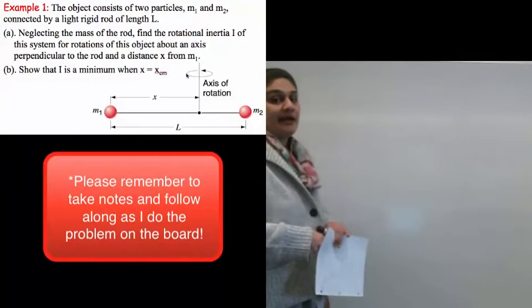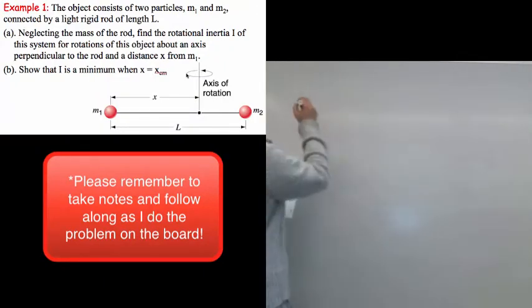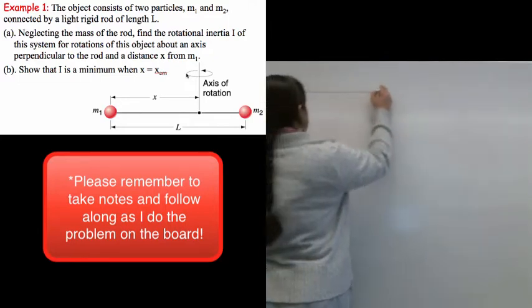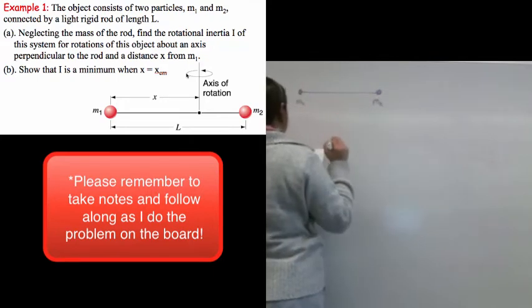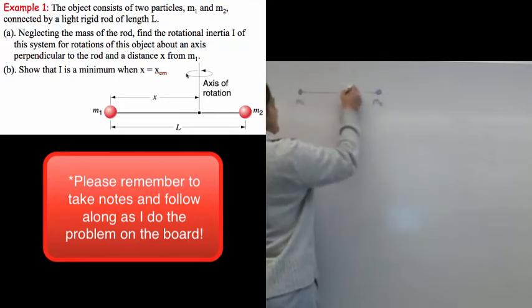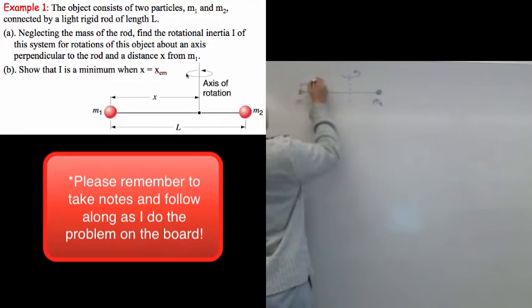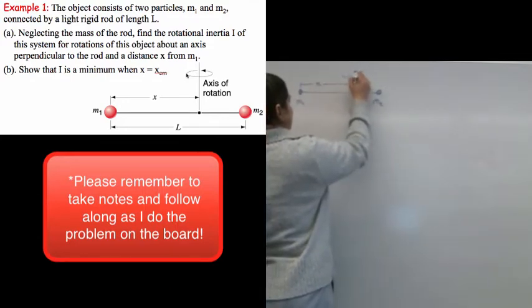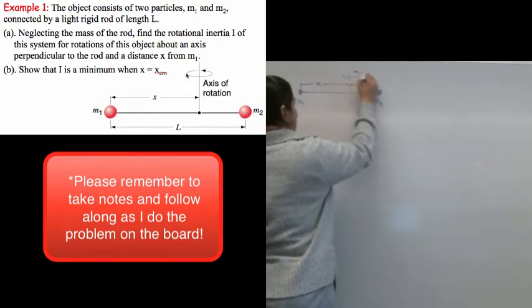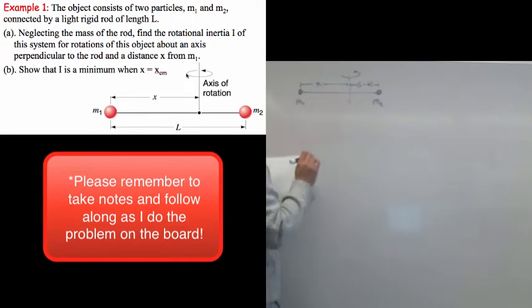So for part A, it is asking us, neglecting the mass of the rod, to find the rotational inertia. First things first, we're going to draw these two masses, m1 and m2. It's saying that the axis of rotation is about here, where this is the distance x, and the total distance is L. So this means this is L minus x, right? And it's asking us to find the rotational inertia.